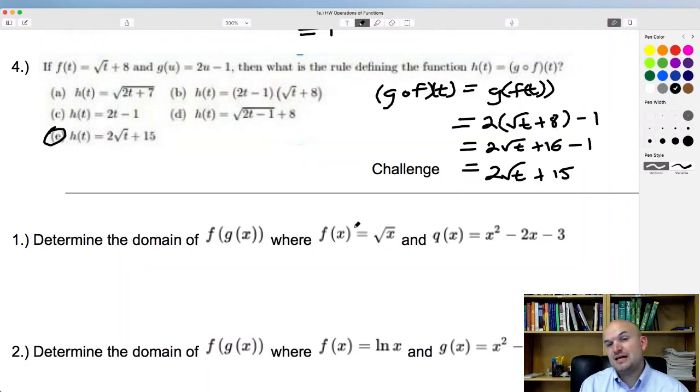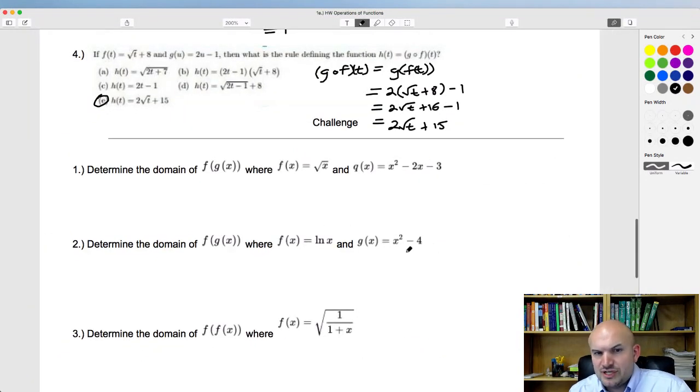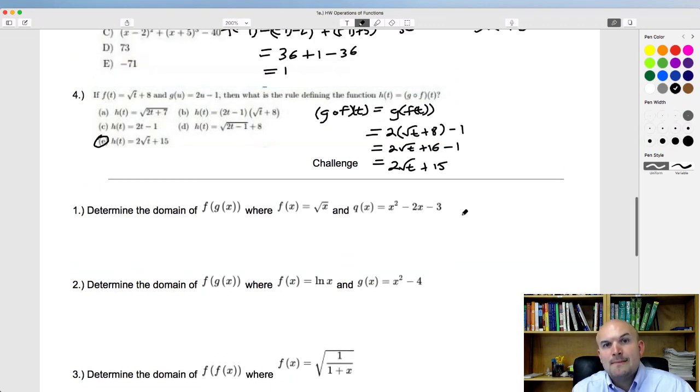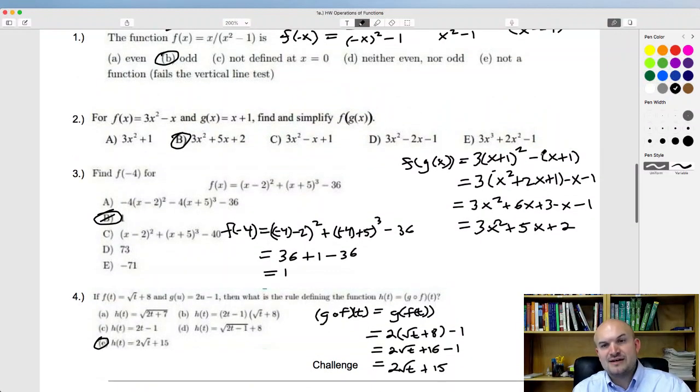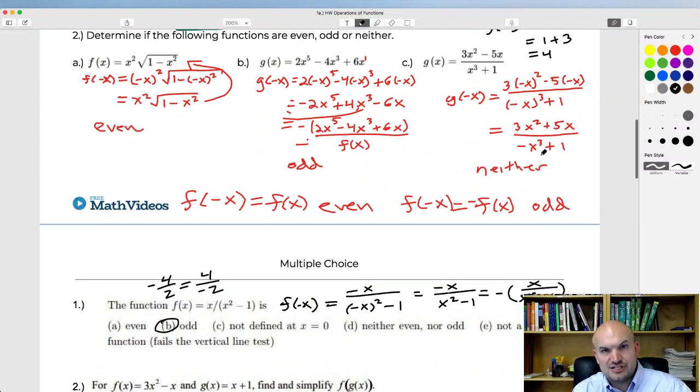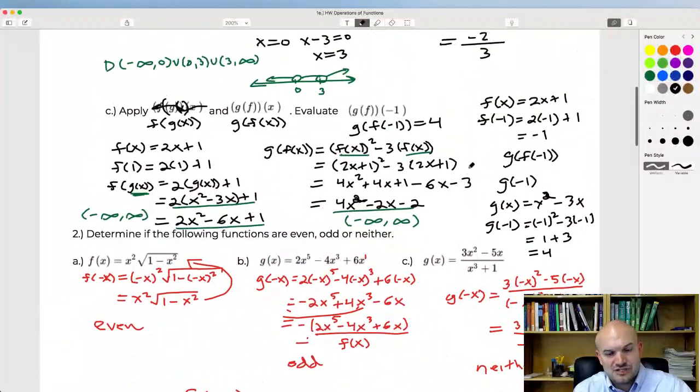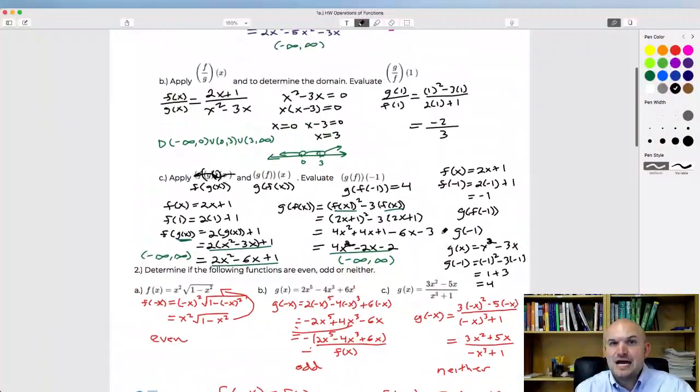Now, since I didn't cover a lot on the domain, I did have some nice little challenge problems. If you are looking into identifying the domain and looking at the restrictions when you apply compositions or adding and subtracting, these are some cool ones, and then obviously a little fun one here as well. But that covers at least the basics of understanding compositions, adding, subtracting, and even and odd functions. Hopefully that has helped you out.